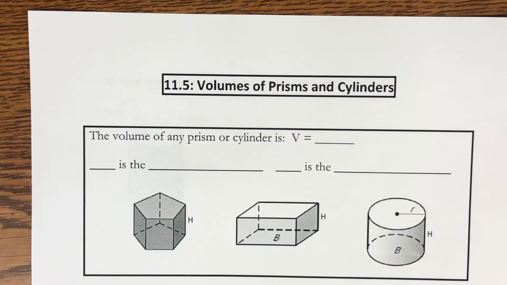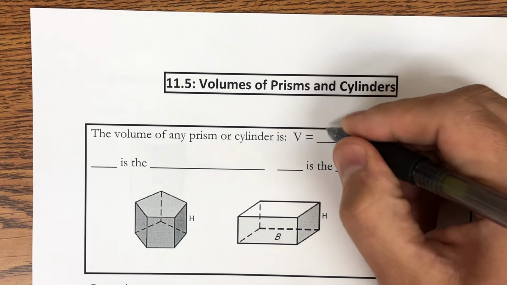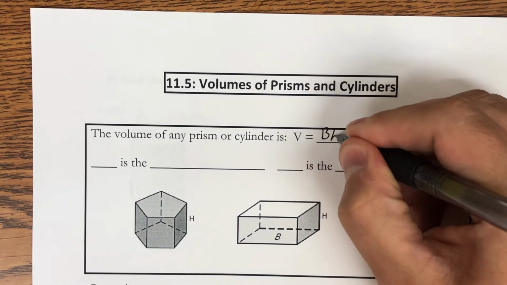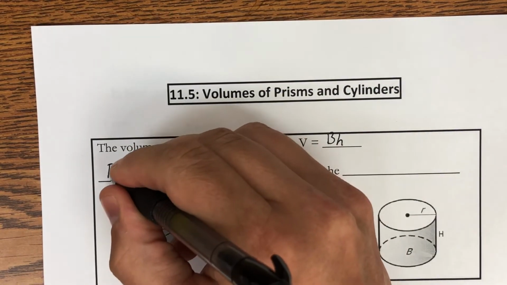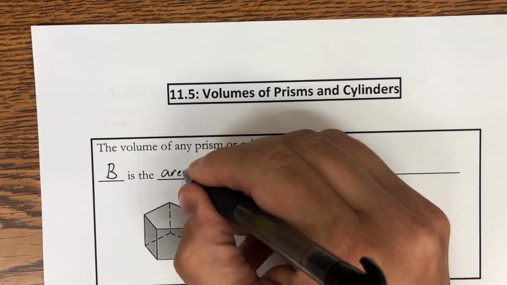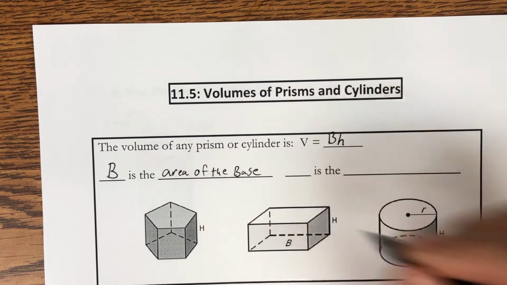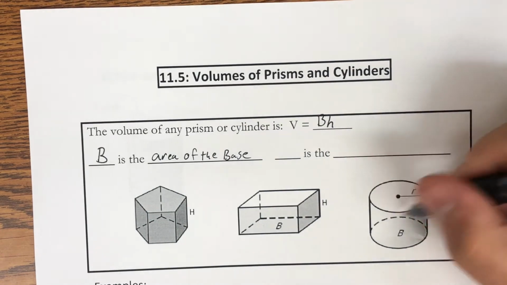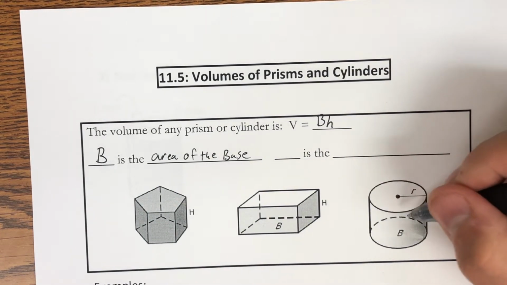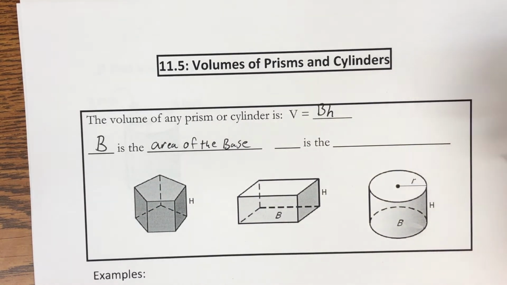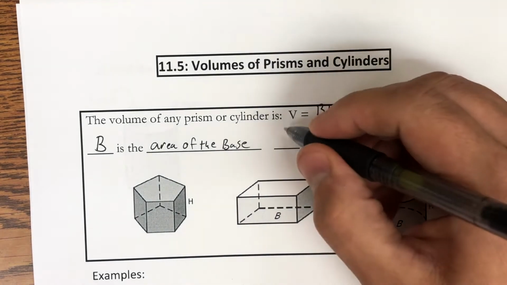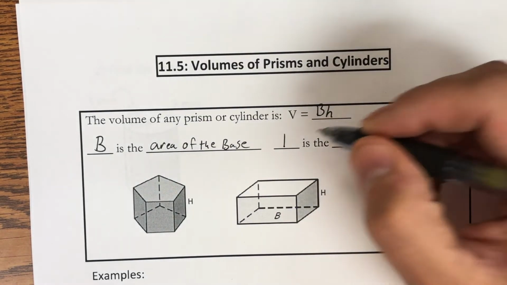So to find the volume, the formula for the volume of a prism or a cylinder is capital B times H. And the key here, capital B, is actually the area of the base. With a cylinder, that's pretty straightforward because the area of the base is always a circle. With a prism, the base could be a pentagon, a hexagon, a trapezoid, a triangle. It really could be about any polygon. And H is the height.